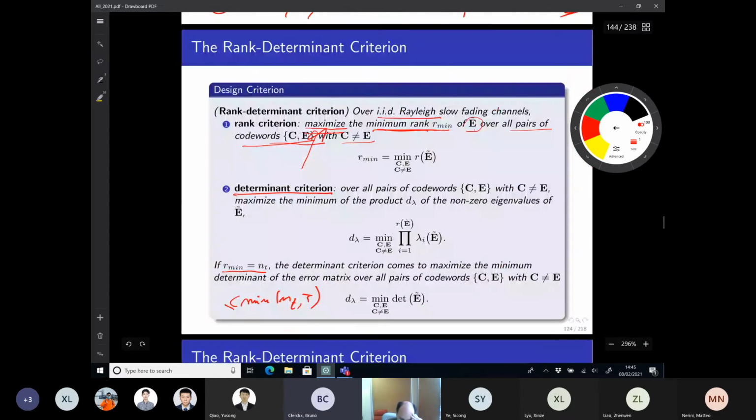Okay, so this is called the rank-determinant criteria, very famous in MIMO. That was invented in 1998, 99. And that actually created the whole design of MIMO codes.